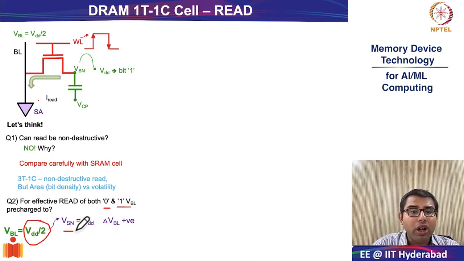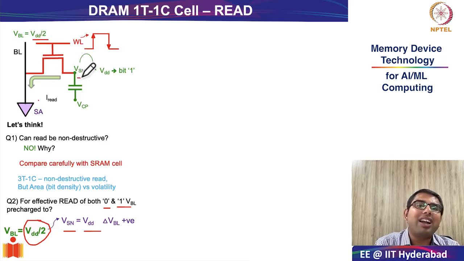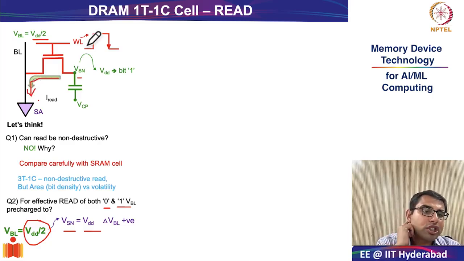If the storage node has a value of VDD, what will happen? If the bit line is VDD by 2, and the storage node is VDD, when the word line is asserted, or the access transistor is on, there is a higher potential at the storage node because of VDD, and at VDD by 2 there is lower potential. So read current will essentially flow out of the storage node in the case that you have stored a value of VDD at V storage node.